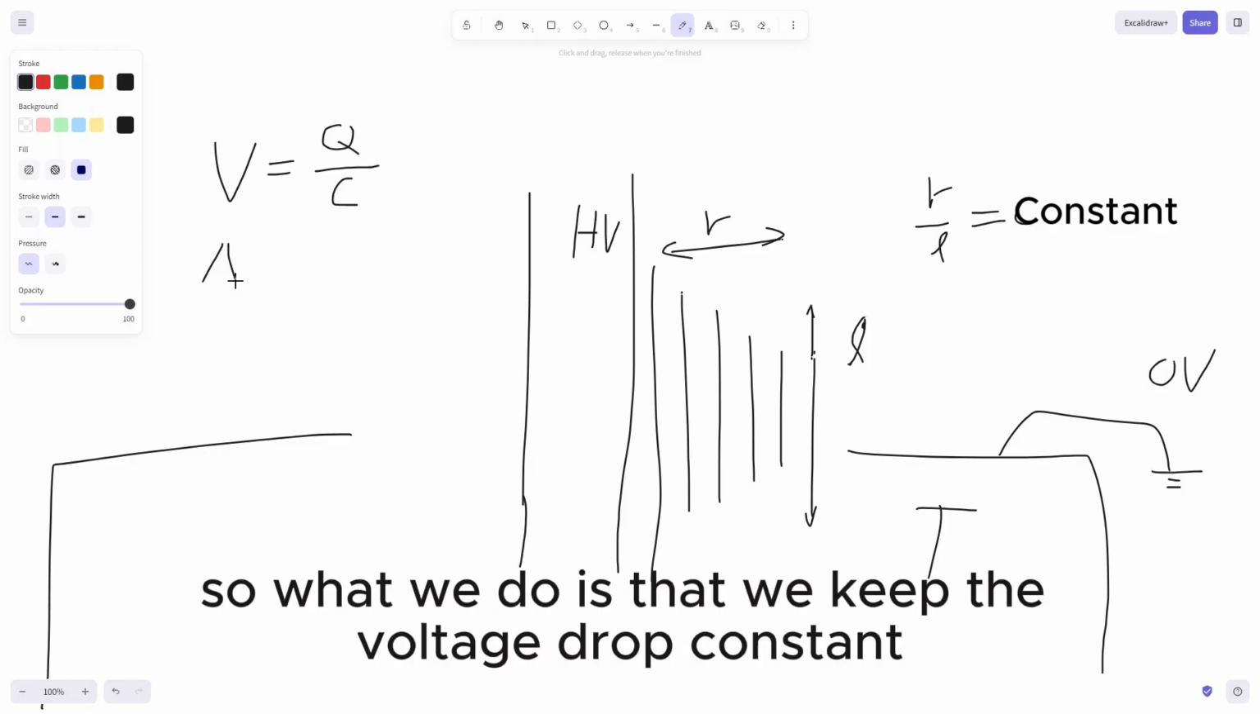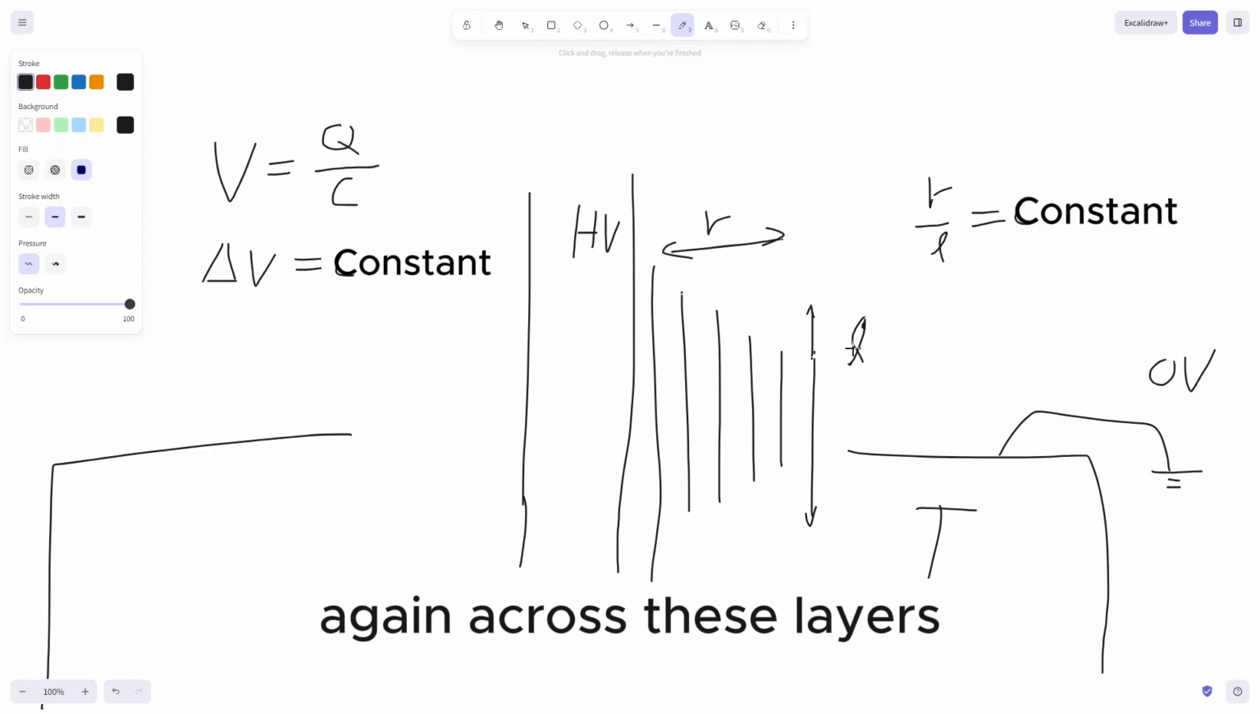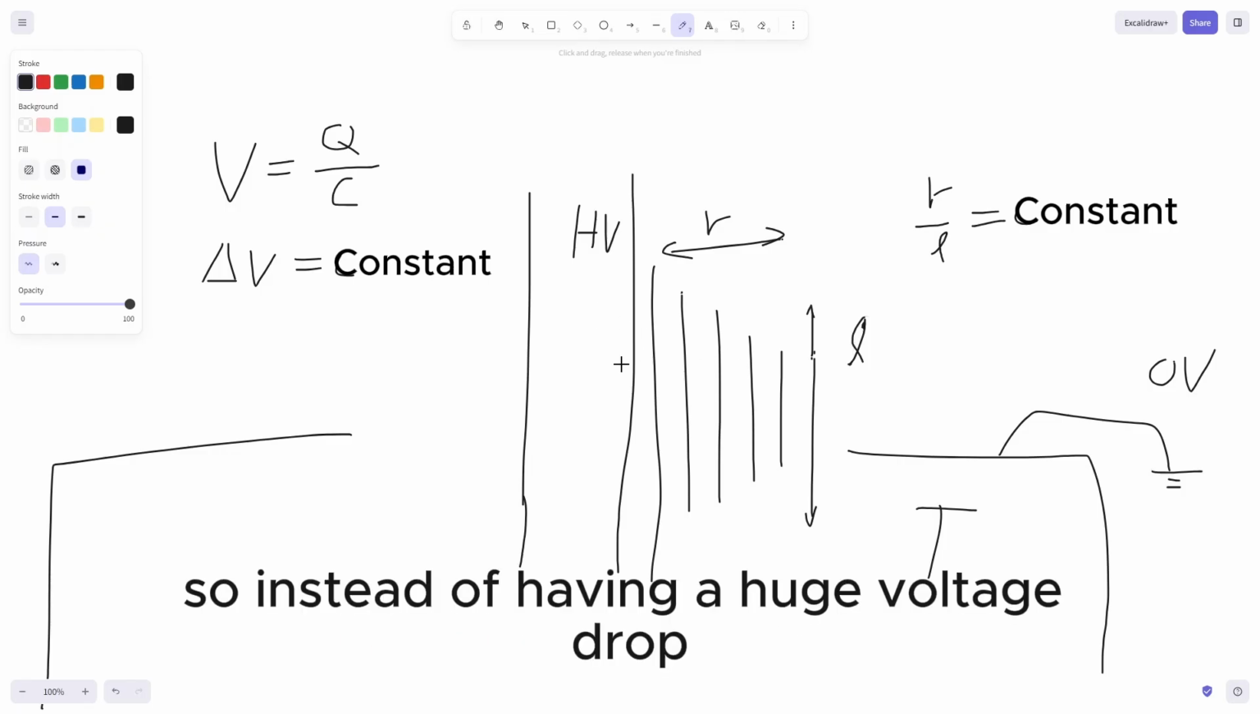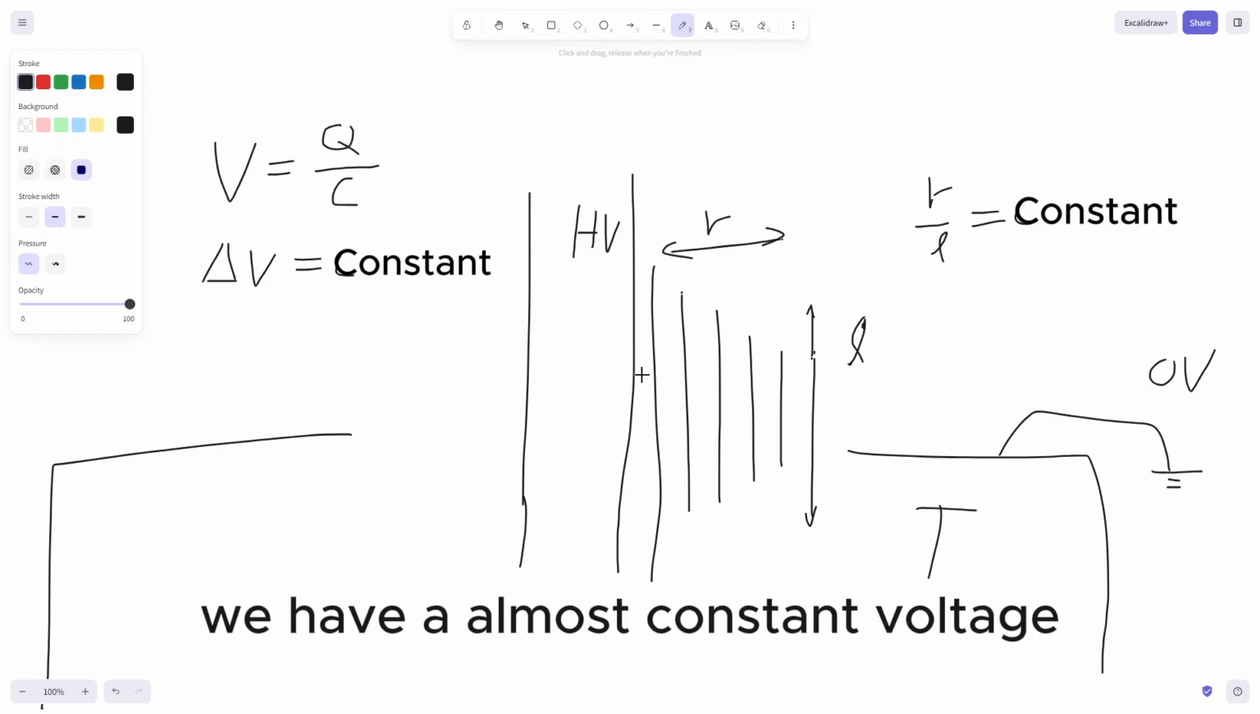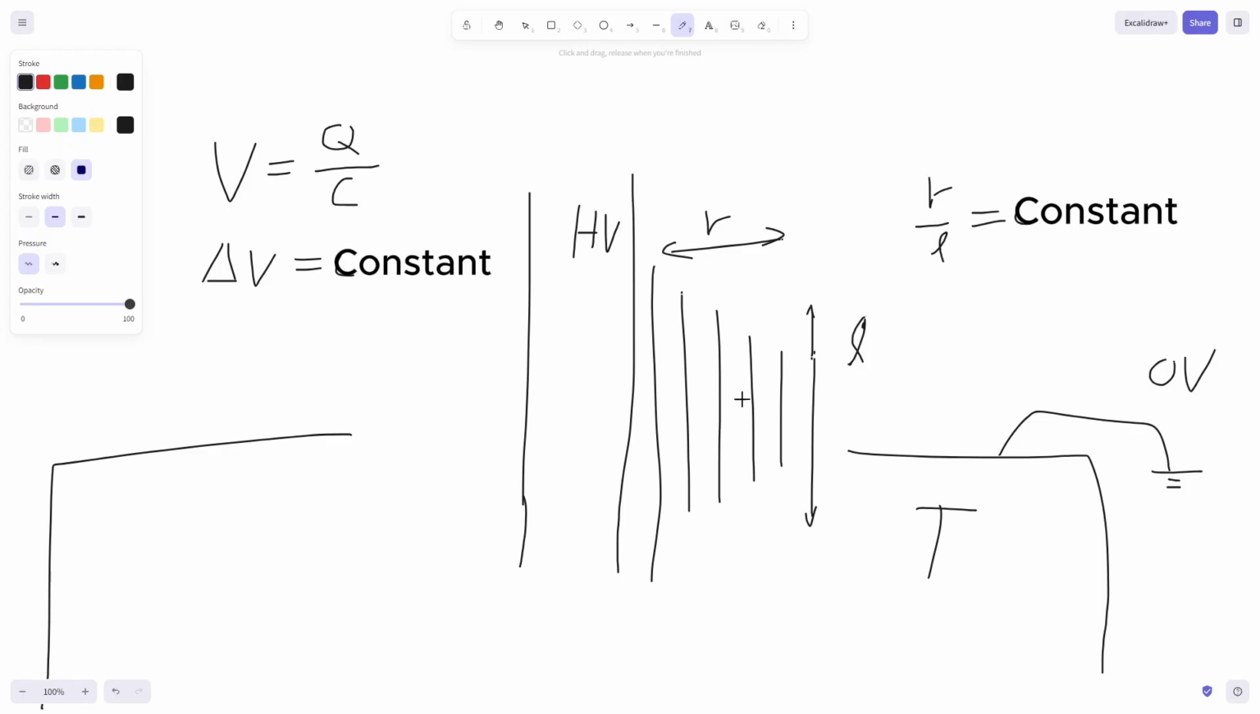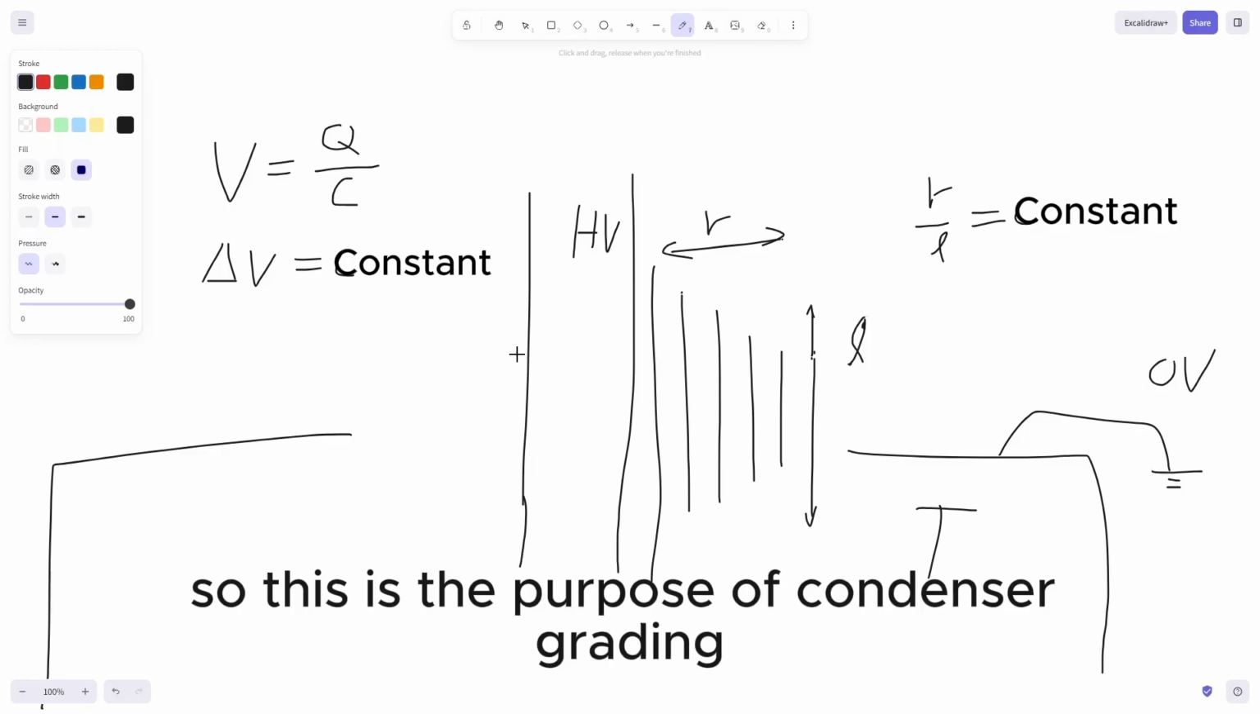So what we do is that we keep the voltage drop constant again across these layers. So instead of having a huge voltage drop from the high voltage cable to the transformer, we have almost constant voltage drop across each of these layers, preventing the flashover. So this is the purpose of condenser grading.